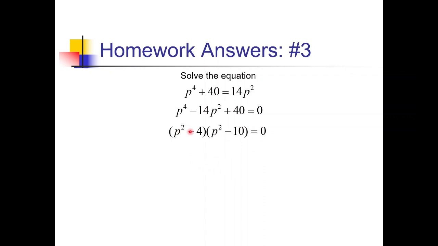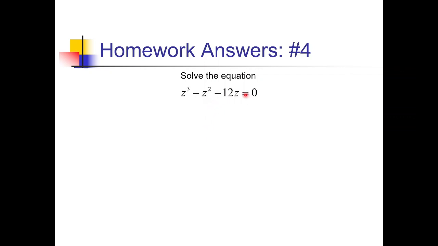Now I'm going to set each of these equal to 0 and solve. If p squared minus 4 equals 0, that means I can write p squared equals 4, if I were to add the 4 to the other side. And then if I square root both sides, I have p equals plus or minus 2. For this one, I can write p squared equals 10. So then p equals plus or minus square root of 10.